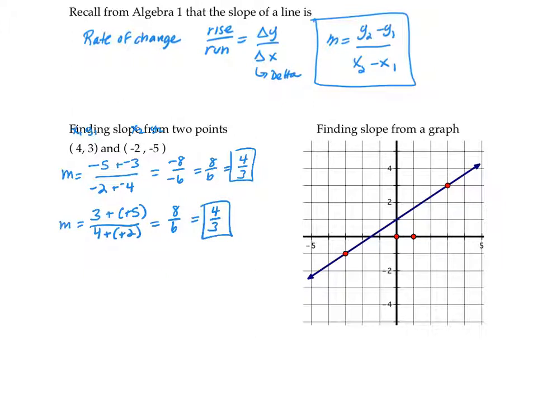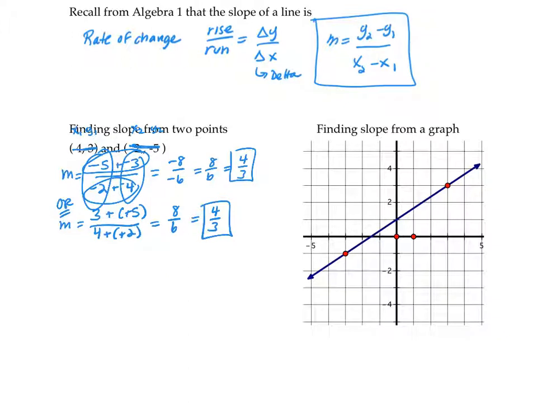It does, however, matter that you use the change in y over the change in x, and that your points line up this way. Negative 5 and negative 2 go together, negative 3 and negative 4 go together.